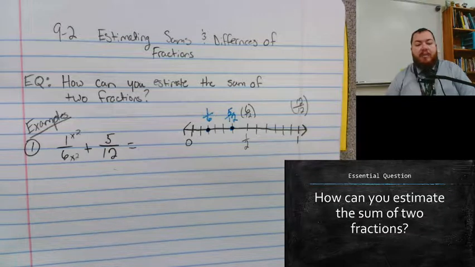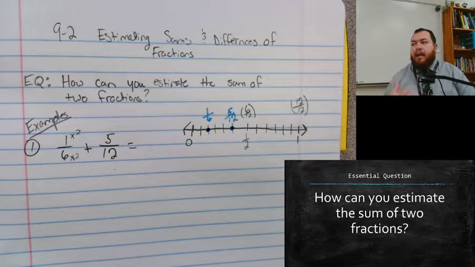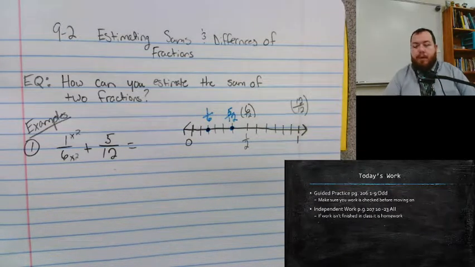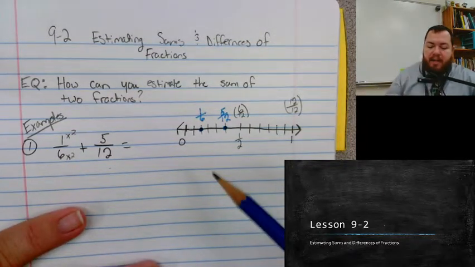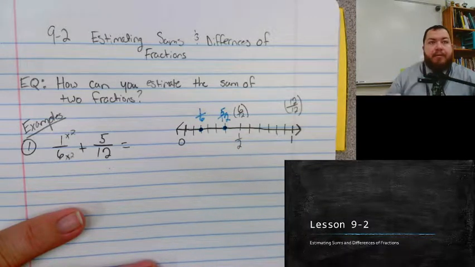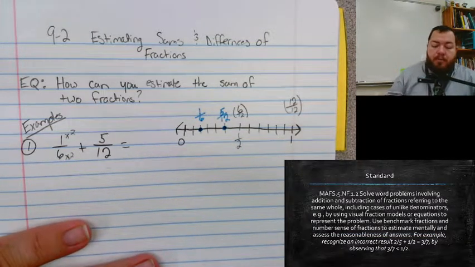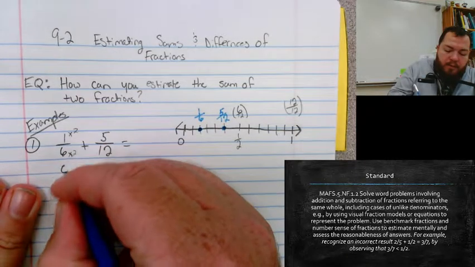So once I have my number line, and I have everything plotted, and I look at it, I need to determine where everything falls in respect to my benchmark fractions, which is 0, 1/2, or 1. So the first thing I'm going to do is look at 1/6. Is 1/6 closer to 0 or 1/2? Well, on my number line, 1/6 is closer to 0. So I'm going to write 0.